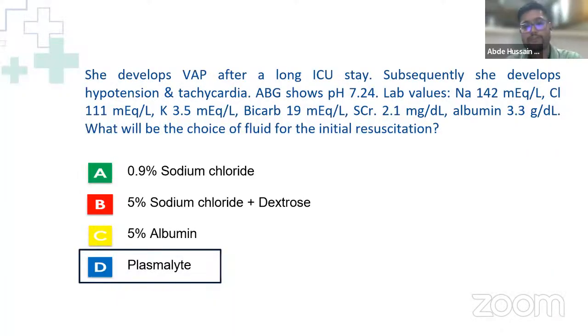In this case, we have a chloride level of 111. Again, the patient is showing signs, ABG shows a pH of 7.24. She's definitely into hyperchloremic metabolic acidosis. So we cannot go further with NS. We cannot give NS plus dextrose. Again, the fluid will not be sufficient. 5% albumin? The albumin level is all right, 3.3. So a balanced salt solution such as Plasma-Lyte would be the answer.